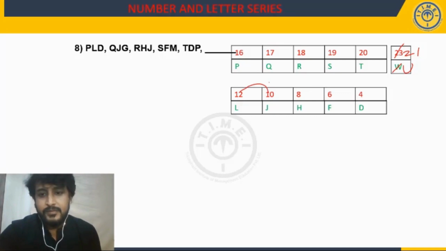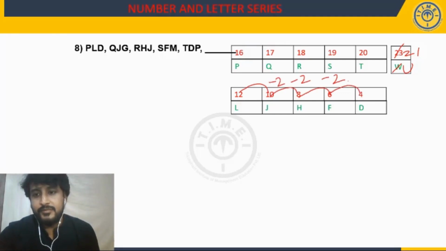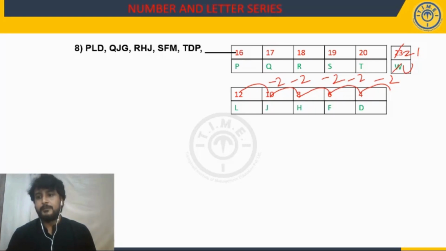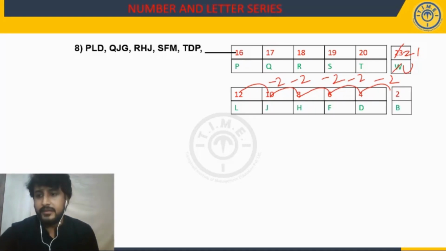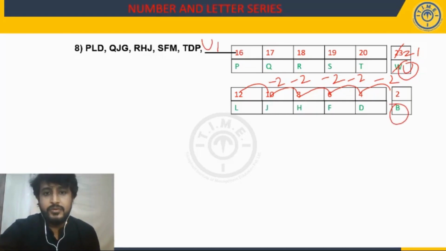So it is how much? Decreased by 2. 10, 8 decreased by 2. 8, 6 decreased by 2. 6, 4 decreased by 2. So next will be 4 minus 2. What is 4 minus 2? It will be B. So the first letter is U and the second letter is B in the group U, B.